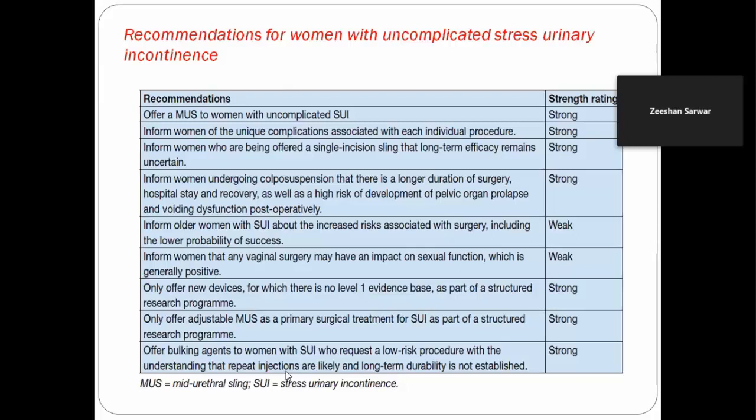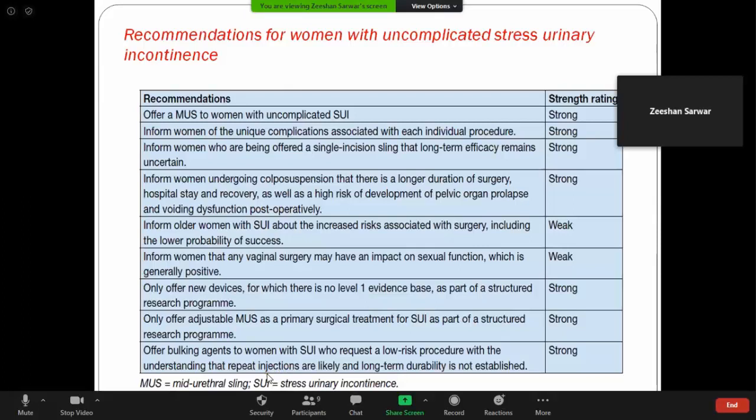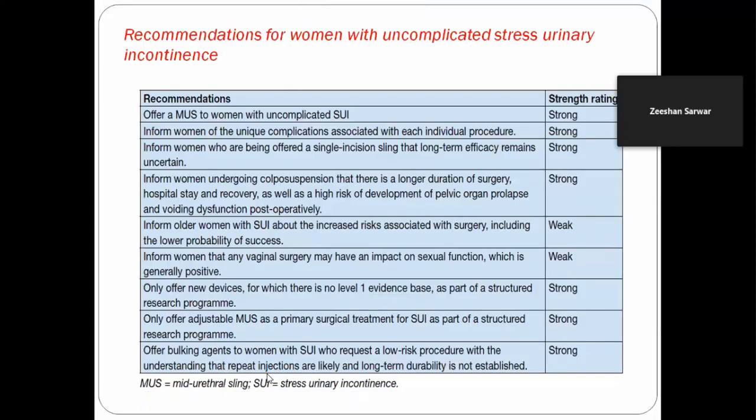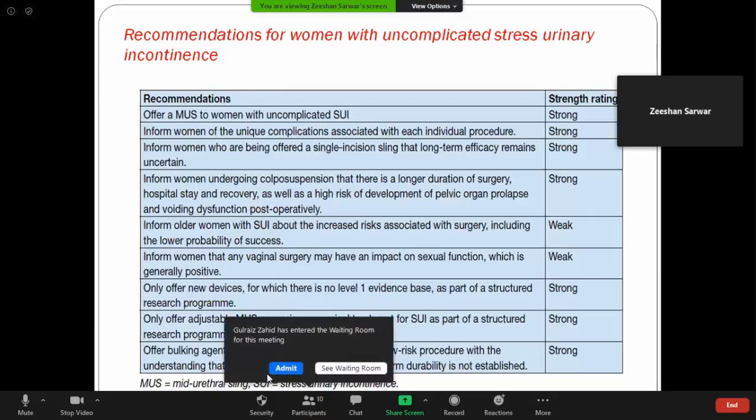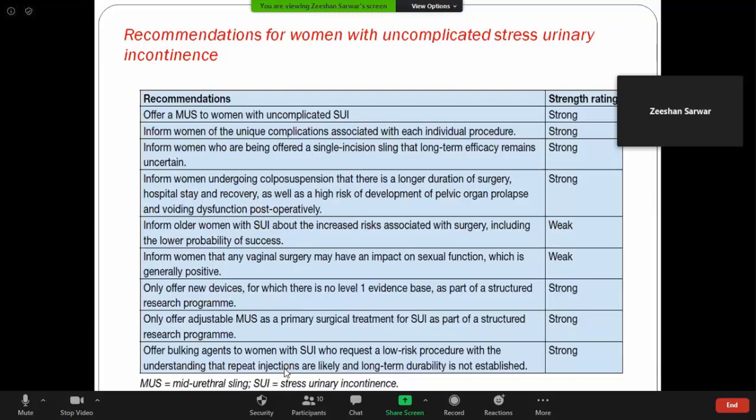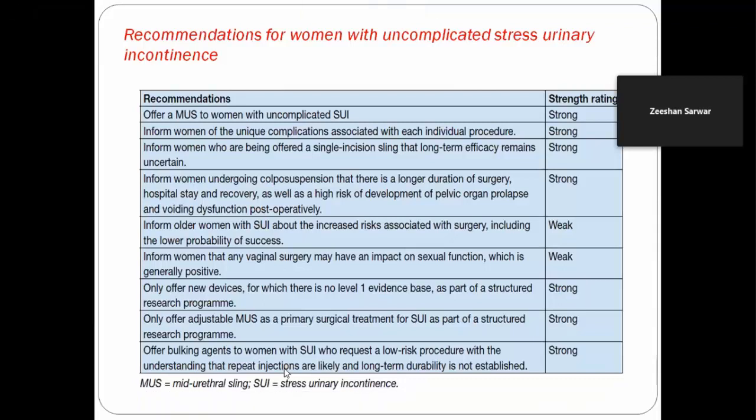Inform older women with stress urinary incontinence about the increased risk associated with surgery, including the lower probability of success. Inform women that any vaginal surgery may have impact on sexual function, which is generally positive. Only offer new devices for which there is no level 1 evidence base as part of structured research program. Only offer a biodegradable mid-urethral sling as a primary surgical treatment for stress urinary incontinence as a part of structured research program. Offer bulking agents to women with stress urinary incontinence who request a low-risk procedure with understanding that repeat injections are likely and long-term durability is not established.